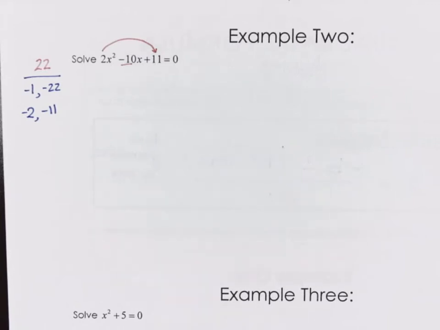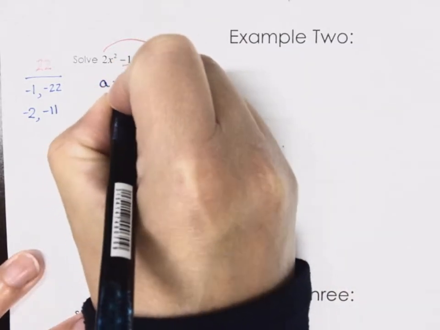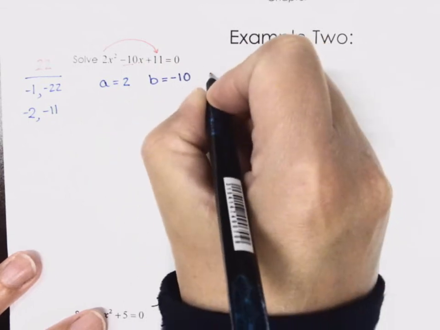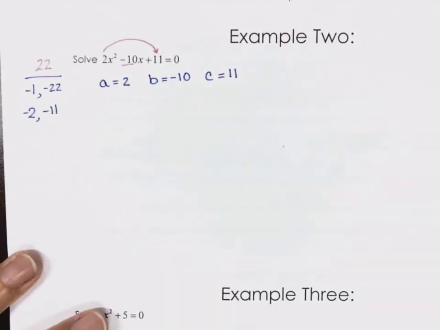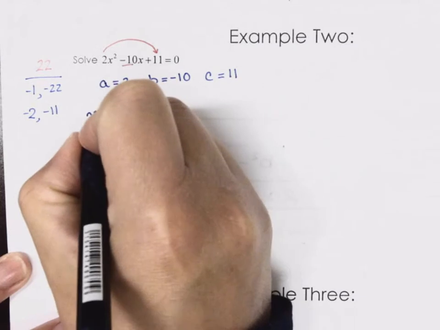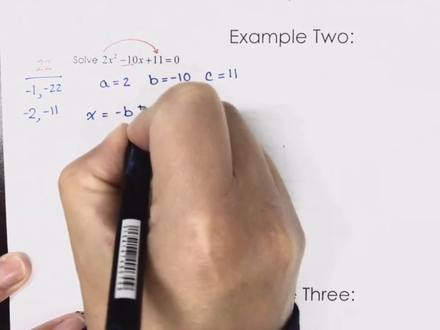Would you guys like to try setting up the quadratic formula without me? Not yet? Okay, watch it one more time. So my A value is 2. My B value is -10. My C value is +11. Again, you don't have to write this down. It is not required. It's just a chance for you to pull that information out because it's what you're going to use in the formula. So when I'm learning a new formula, I always write it out.